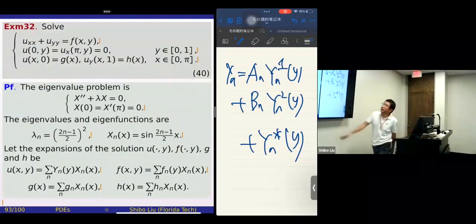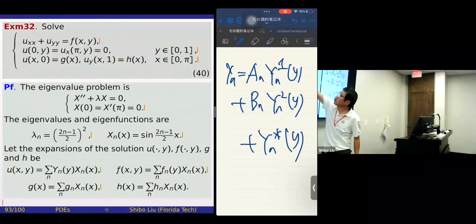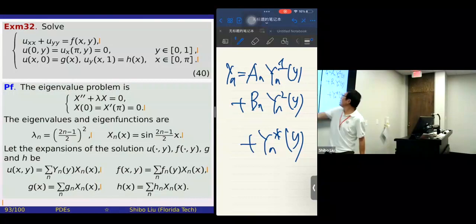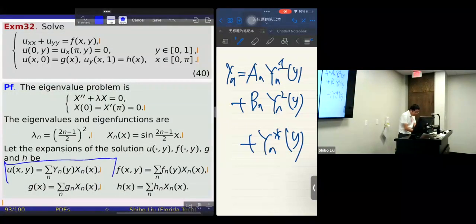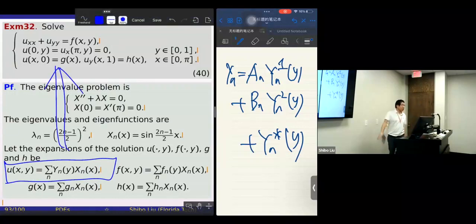So this is our Poisson equation, non-homogeneous. With the yn I just talked about, this is the solution of our non-homogeneous problem.